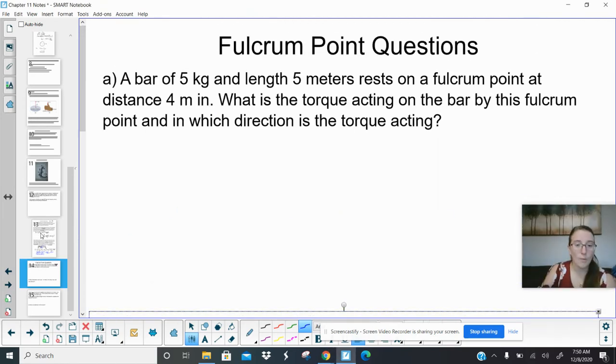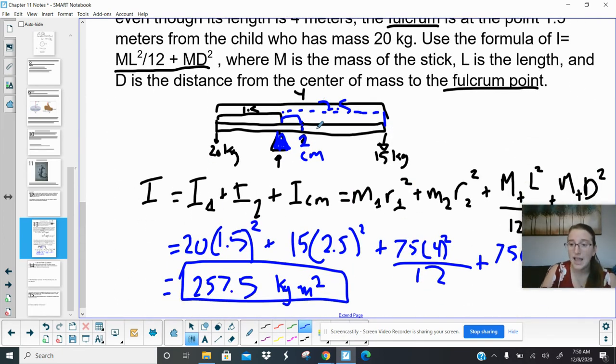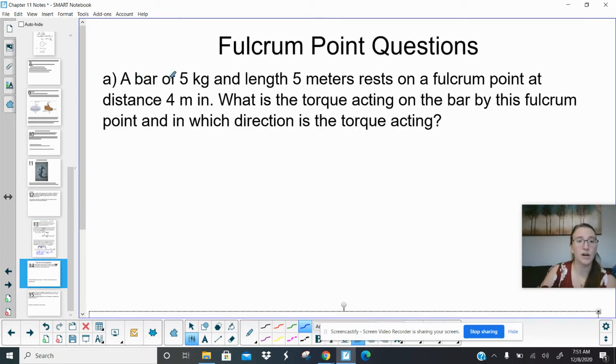So what we just talked about here is that the center of mass exerts a torque on our object when the fulcrum point is not at the center of mass. If the fulcrum point is at the center of mass, no torque is exerted, right? Again, if we're pushing on that center of mass, nothing happens, yeah? So here though, we have a bar of 5 kilograms and length 5 meters, rests on a fulcrum point, a distance of 4 meters in.